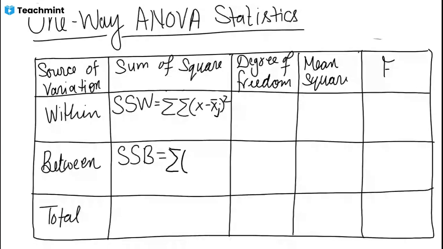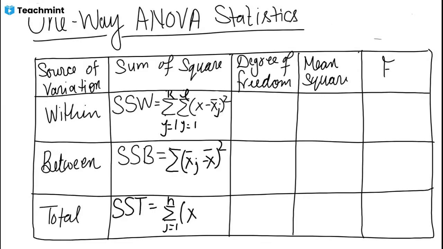This is j, and here j is equal to 1 up to k, and j is equal to 1 up to l. And here we are using x j bar minus x bar whole square. And SST, meaning sum of square total, is equal to summation j is equal to 1 up to n, xj bar minus x bar whole square.